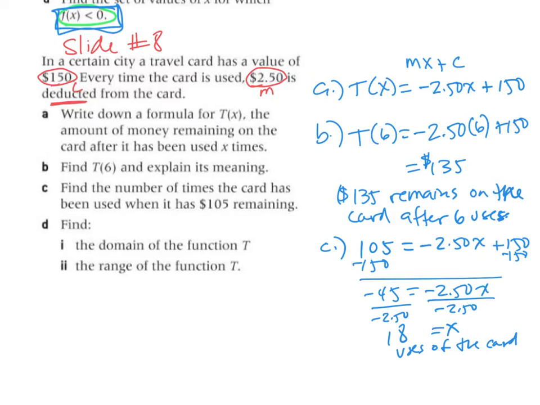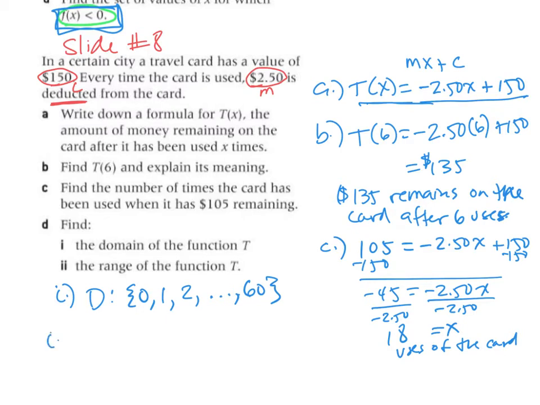Then letter D says we're going to find the domain of our function. Now, a lot of you were trying to write intervals of numbers, but the domain values would be the number of times the card is used. The range value is going to be the value on the card. Now, you're not going to use the card like 1.5 times or 2.9 times. You're going to use the card either 0 times or 1 times or 2 times, all the way up to 60 times, because if you plug 60 into this function, that's when T of X becomes 0. So that's your domain.